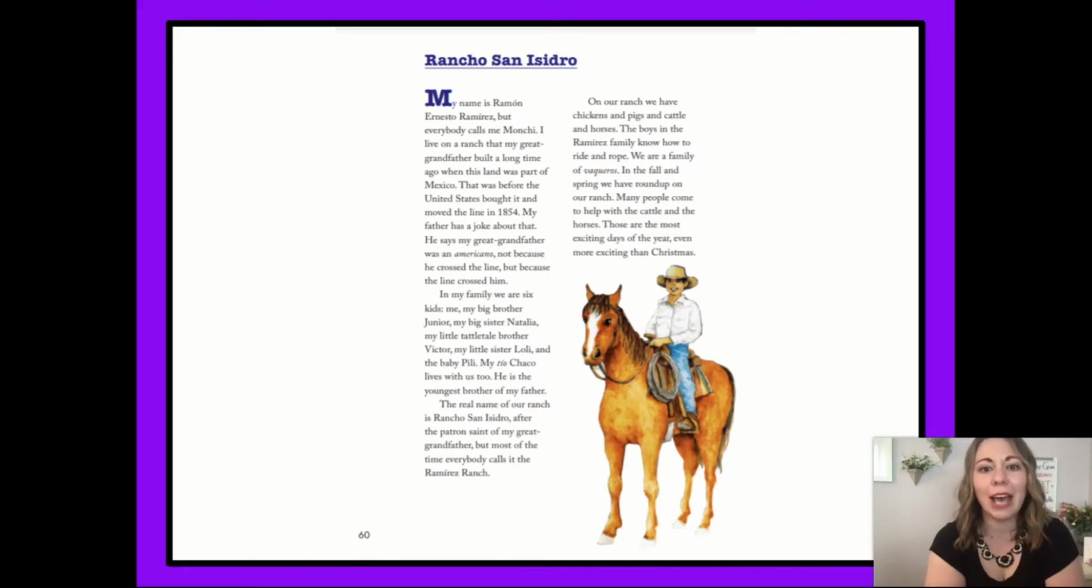On our ranch, we have chicken and pigs and cattle and horses. The boys in the Ramirez family know how to ride and rope. We are a family of vaqueros. In the fall and spring, we have roundup on our ranch. Many people come to help with the cattle and the horses. Those are the most exciting days of the year, even more exciting than Christmas.